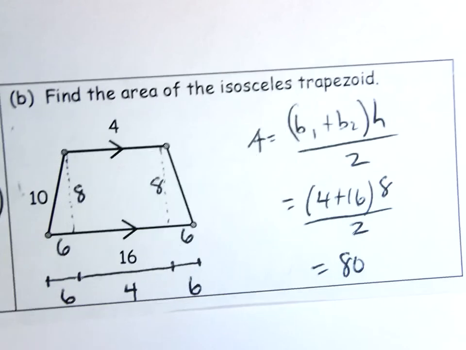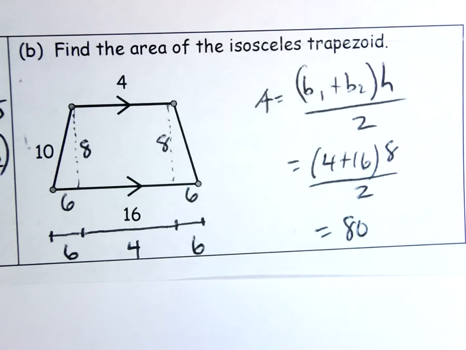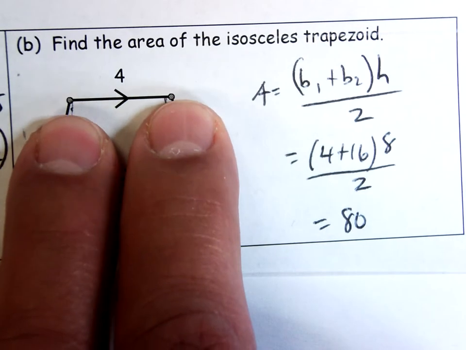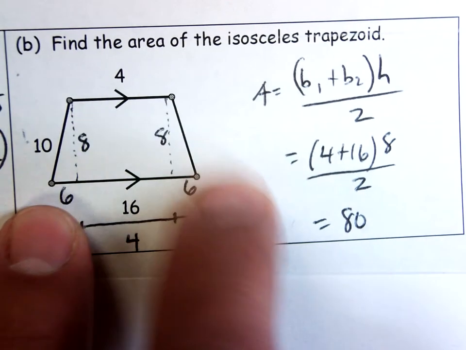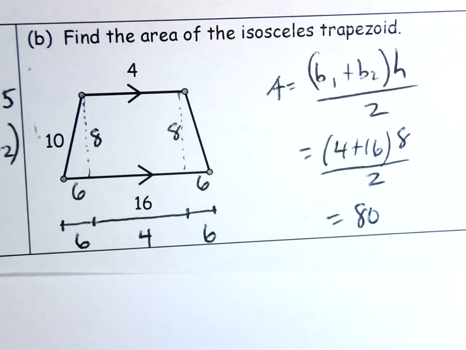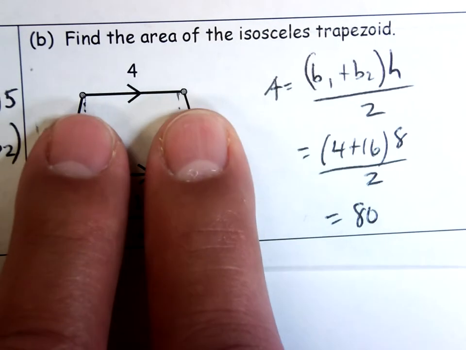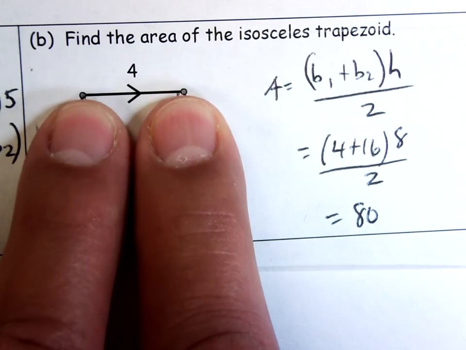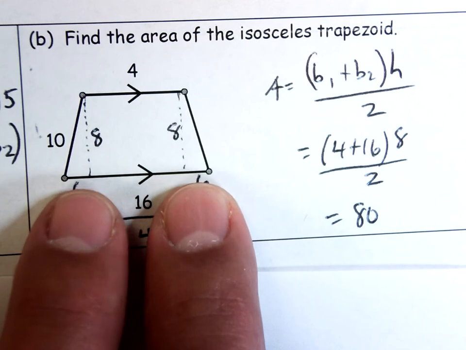All right. Find the area of the isosceles trapezoid. Okay, I'm given 4 as a base, I'm given 16 as a base, and I'm given 10 as one of the legs. I don't have the height, so I need to work at it. Okay, if it's 4, this top base is 4 all the way across from these two pieces is 4. Well, if I go straight down, it's also 4 from here to here.